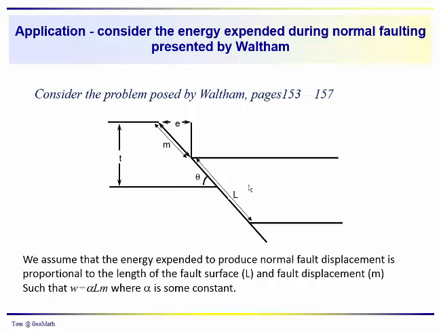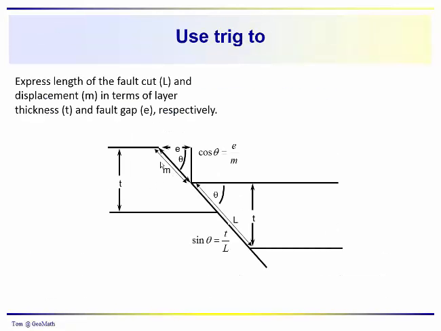through this layer. And he suggests that to produce the normal fault displacement, the work is going to be proportional to the length of the fault surface, L, times the fault displacement, M. And if we minimize this quantity, work proportional to L times M, where alpha is just some constant, we will minimize the work. Now I want you to think about this and use your intuition, because if we minimize the product between L and M, think about what theta would be in order to do that. But let's go through the analysis and just see how it works.